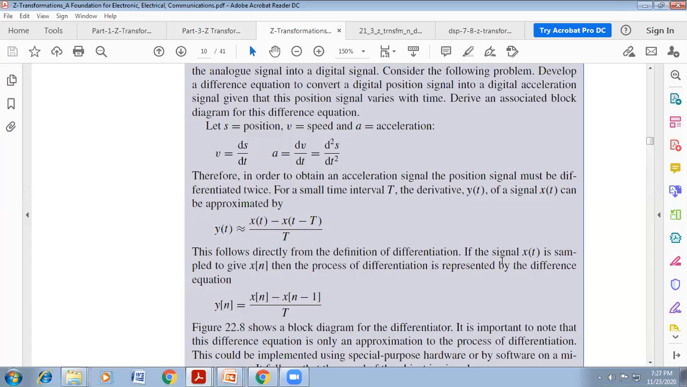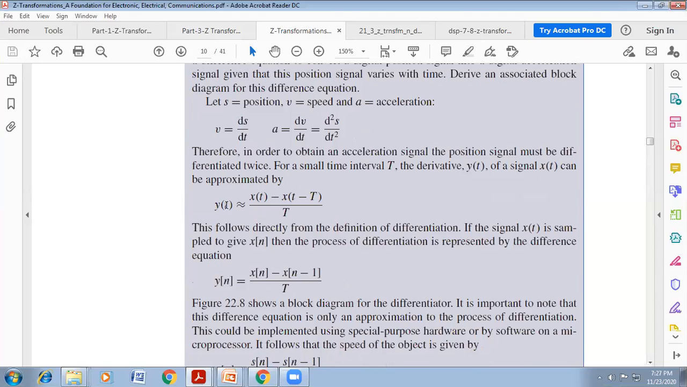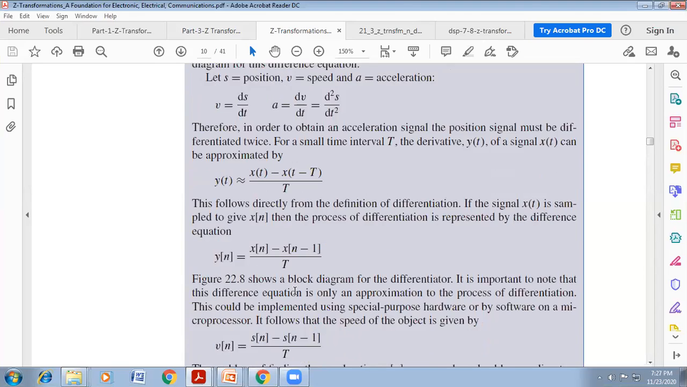Okay, if the signal x(t) is sampled to give x[n], then the process of differentiation is represented by the difference equation. The process of this differentiation can be represented by this equation. That means y(t) becomes y[n], x(t) becomes x[n], x(t minus T) becomes x[n minus 1], and this is the capital T.